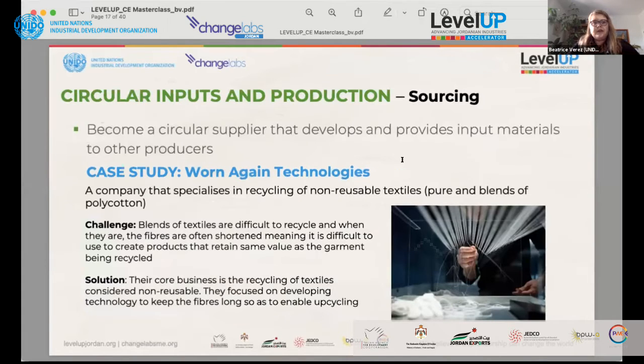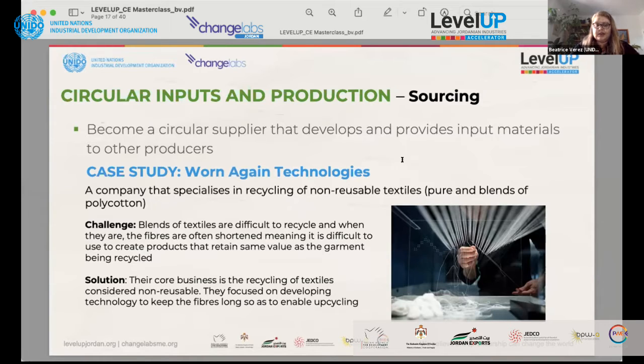Then we also have that as part of sourcing and circular economy, you can become a circular supplier. So it's not just about using raw materials and sourcing from other partners, but you can be the one who develops the technologies to provide other companies with the raw materials and the input materials that they might need.